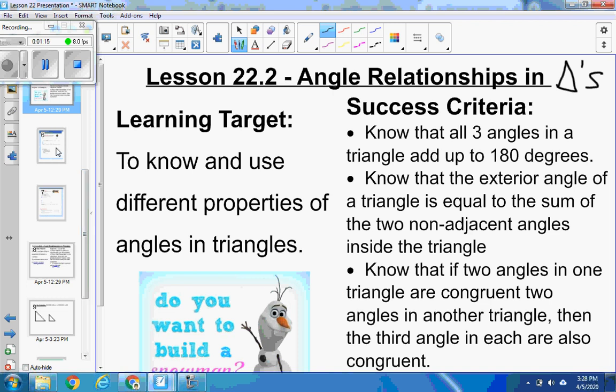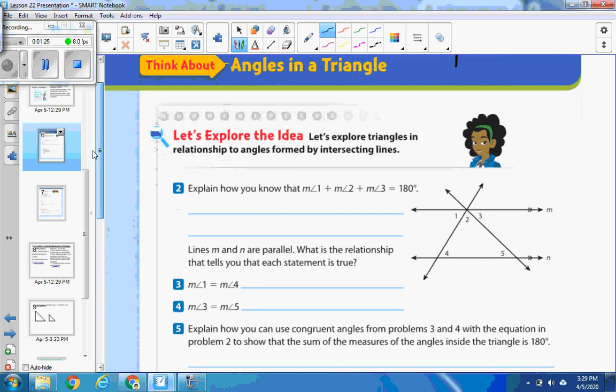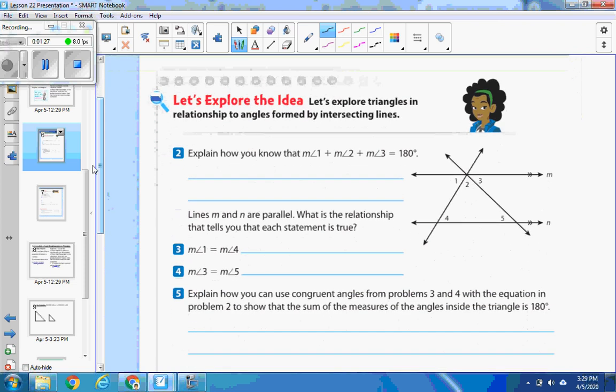All right, so let's go on in your notes book to page 200. And if you could follow along, we're going to start right up in number 2 here. It says, let's explore triangles in relationship to angles formed by intersecting lines. So let's look at number 2.